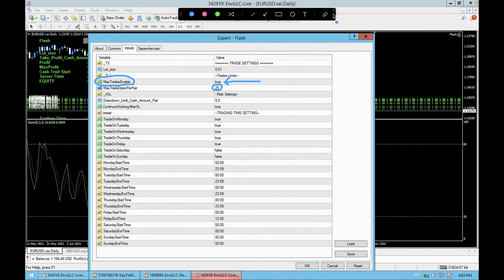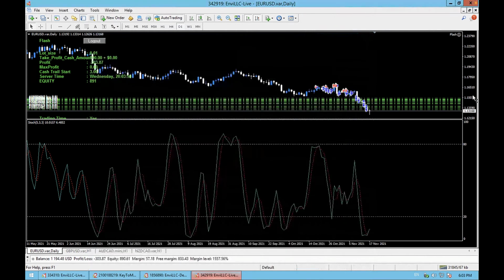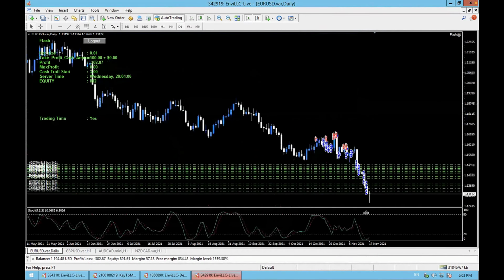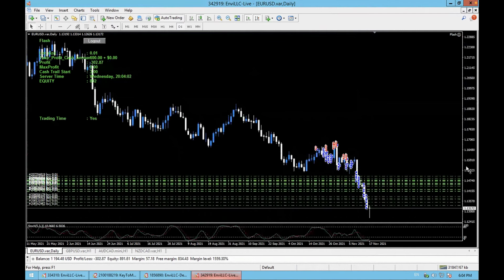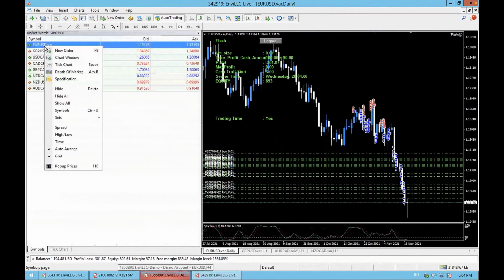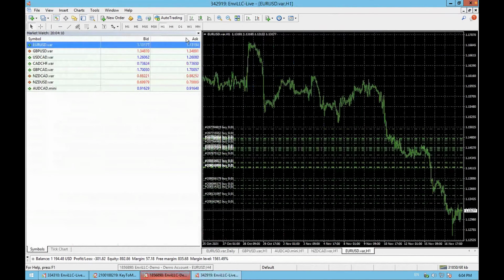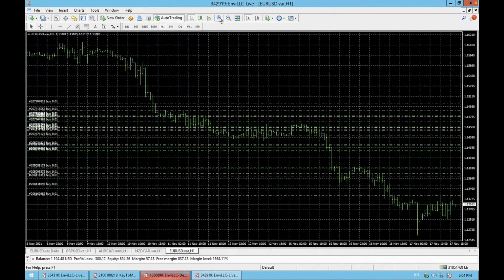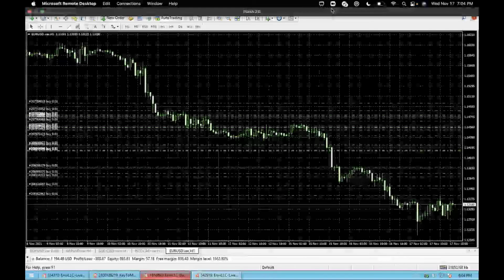Next thing you can do with Flash, once it starts opening a lot of trades, when it starts dropping like crazy, like how Euro USD was dropping, and what happened to us in Euro USD, I will show you right now. Let me open one more chart window for Euro USD. Okay, so what happened to us in Euro USD? Flash started opening up positions right here, and you can see here.